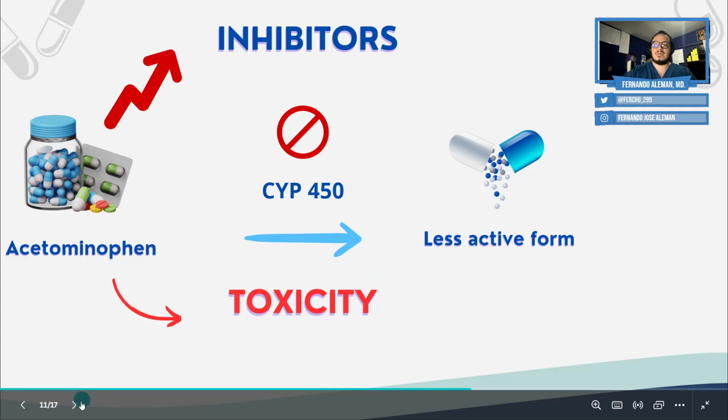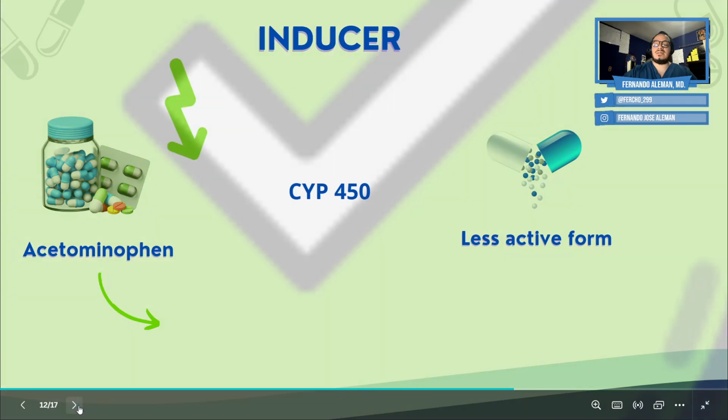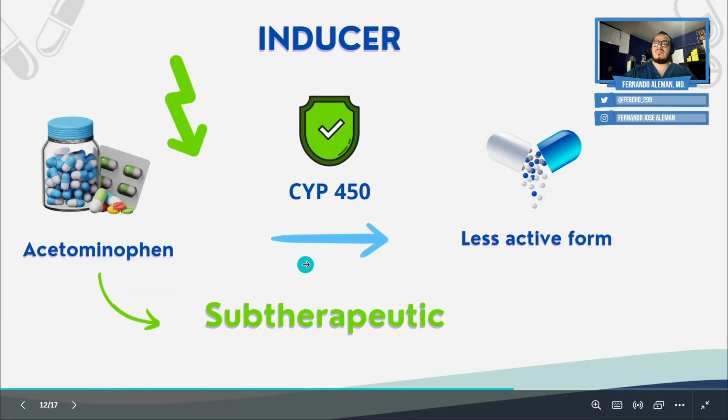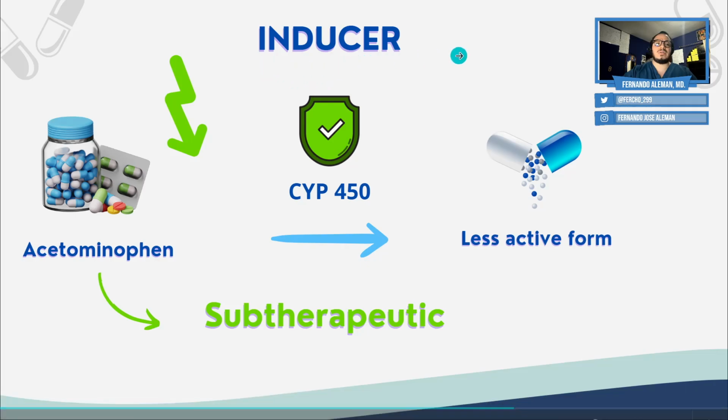Okay? Then, what happens with the inducer? We have acetaminophen and we add an inducer. So the metabolism of acetaminophen is going to be increased because the enzyme is being stimulated. So this acetaminophen is going to be taken into a less active form.